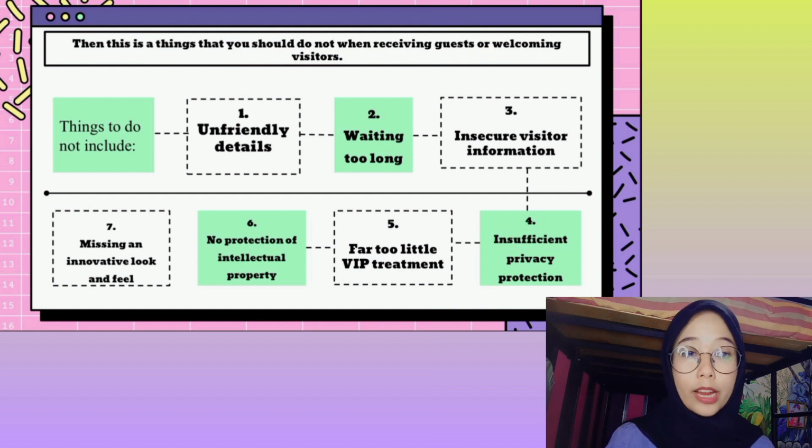For number 3, insecure visitor information. Visitors signing in on paper at the reception are also able to see information about others. That is hardly reassuring. Discretion is an important part of the trust you develop with your customers. Go paperless.